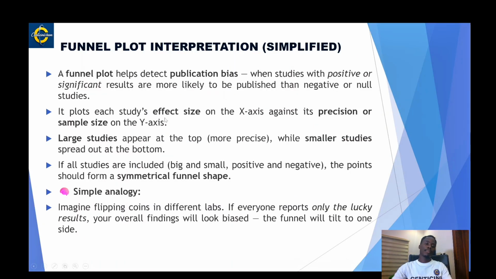So I'm just going to talk about this further. A funnel plot helps you detect bias when studies with positive or certain results are more likely to be published than negative or null studies. So just think about it: are you only going for one type of study that is biased? Or is there some kind of heterogeneity in your studies, for us to now assess publication bias? So this is everything we've talked about right here.